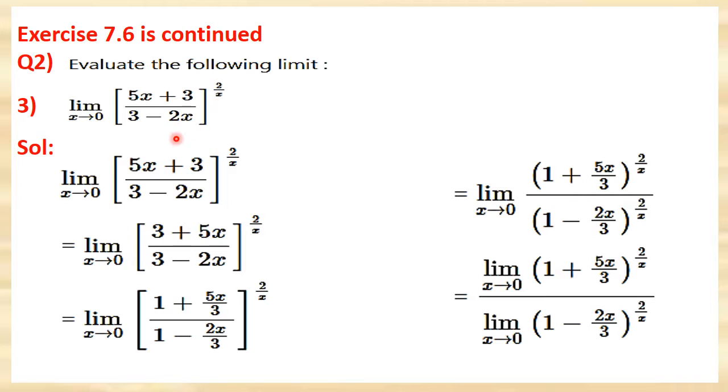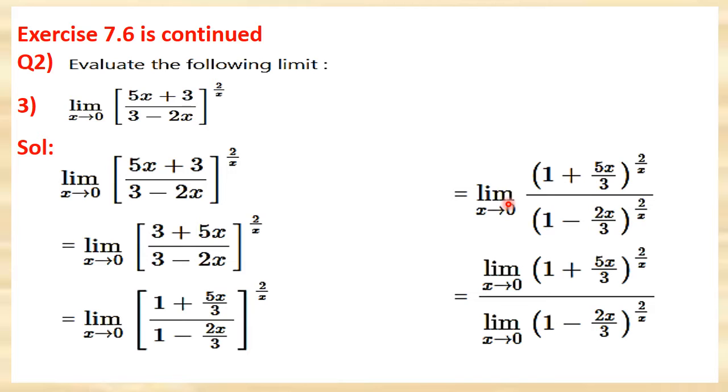x. In this type of sum, we convert the function of the form (1 plus x) whole raised to 1 upon x. Here, first we rewrite the function as ((3 plus 5x) upon (3 minus 2x)) whole raised to 2 upon x. Also, we need the 1 plus x form. So, we divide both numerator and denominator by 3, then the first term will become 1. So, when you divide by 3, we get 1 plus 5x upon 3, and the denominator will be 1 minus 2x upon 3, and the power is the same, 2 upon x.